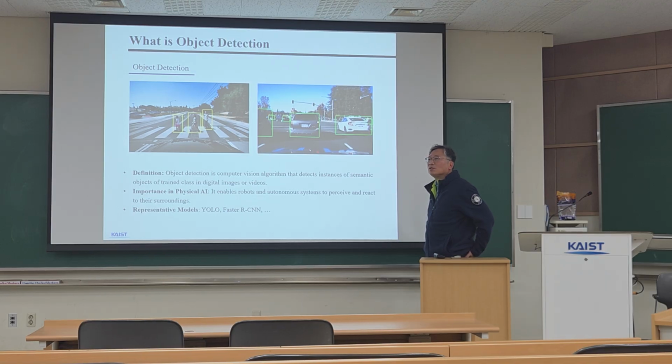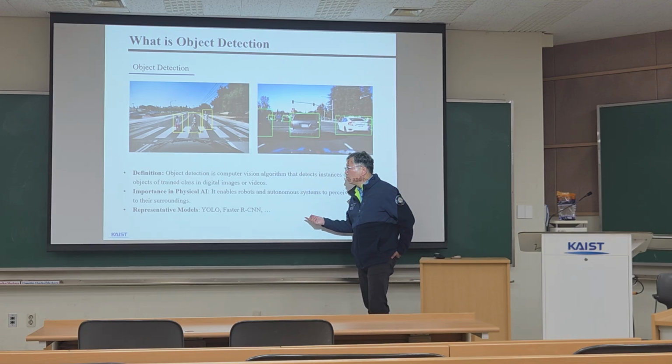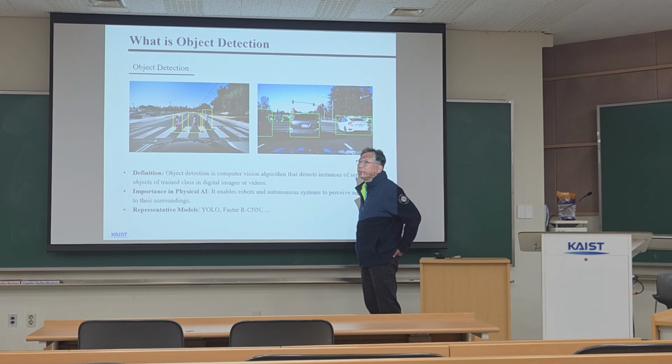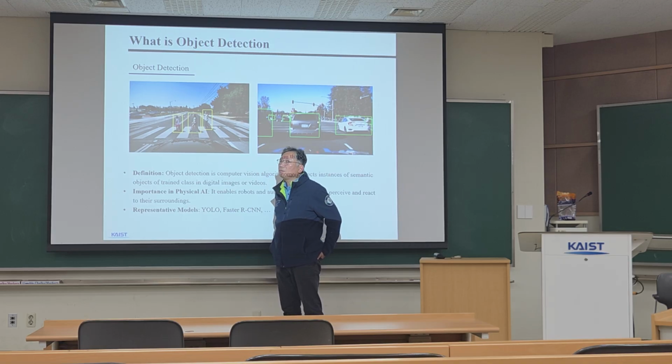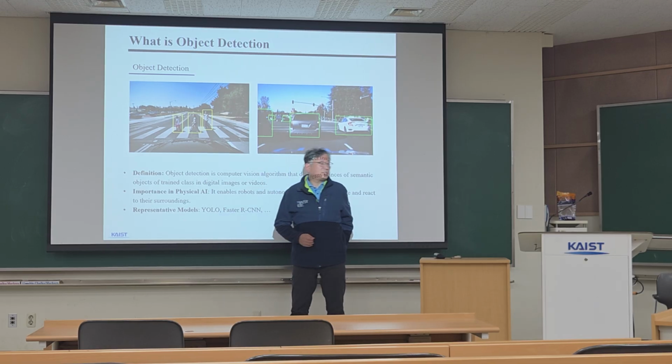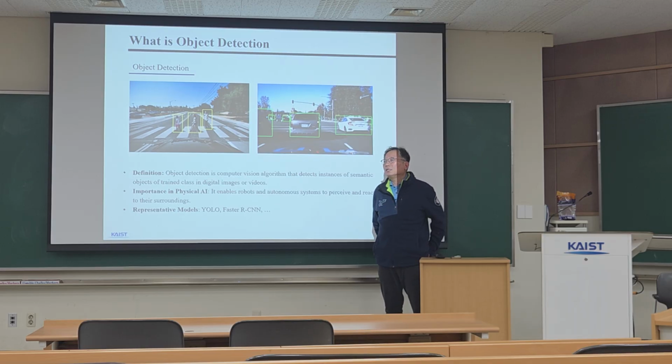And there are many algorithms to perform object detection. YOLO, Faster R-CNN, and there are many other detection algorithms. Does anyone here know the difference between YOLO and Faster R-CNN? I can give you a hint. YOLO is considered a one-stage detector, and Faster R-CNN is a 2-stage detector.